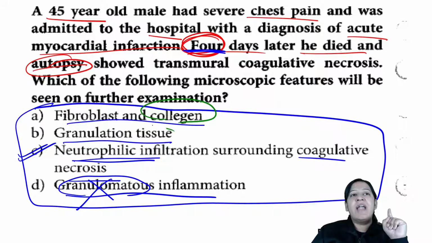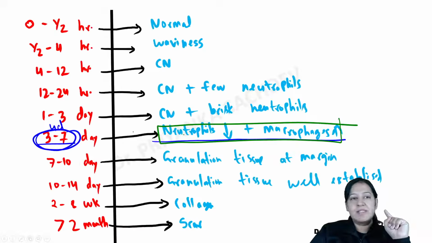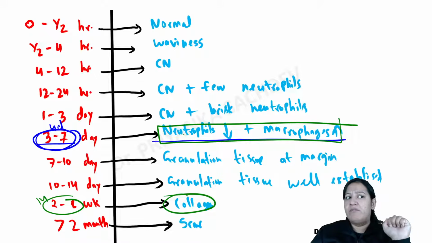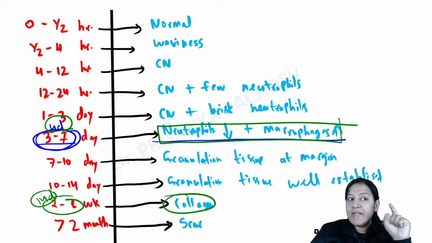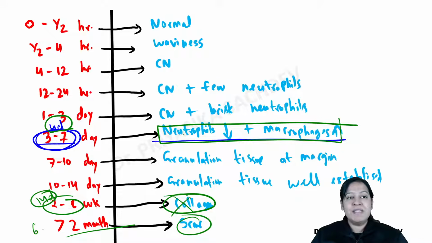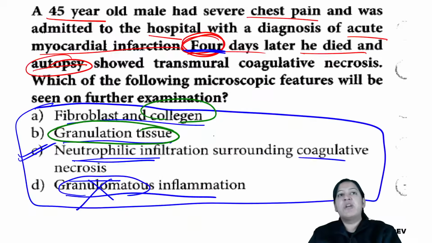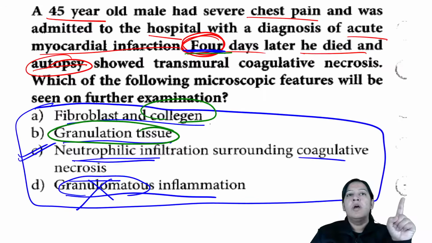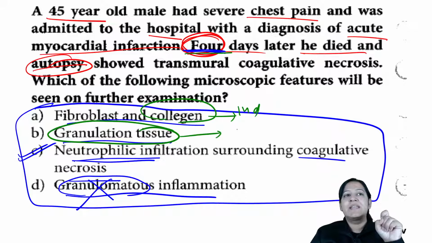See, when do collagen and granulation tissue come? Collagen comes here, at 2 to 8 weeks, that is 14 days onwards, right? We are asking for 4 days. The examiner is asking for day 4, not for day 14. So collagen is wrong. Scar is after 2 months, that is 60 days. So 60 days is wrong. In our question, 4 days is asked, not 14 days and 60 days. So these two options are wrong. Granulation tissue, collagen and scar are wrong, right?